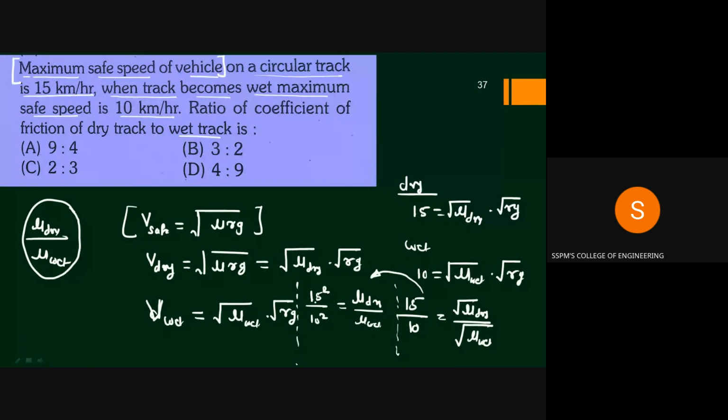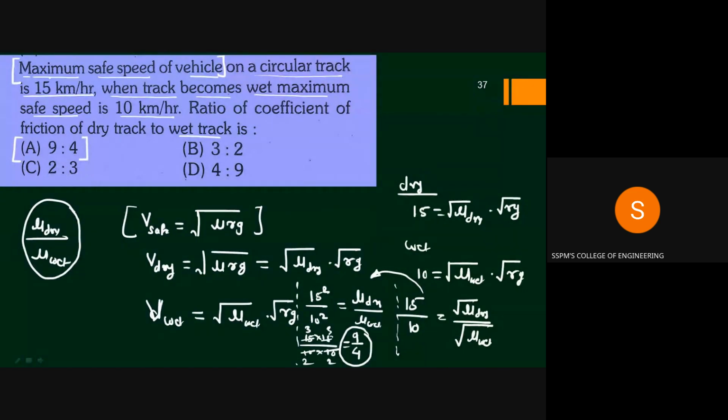Now we will simplify this. So this is 15 into 15 divided by 10 into 10. So 5 3s are 15 and 5 2s are 10. So the answer is 3 into 3, 9, and 2 into 2, 4. So the ratio of coefficient of friction for the dry track and the wet track is 9 by 4. So the correct option is option A.